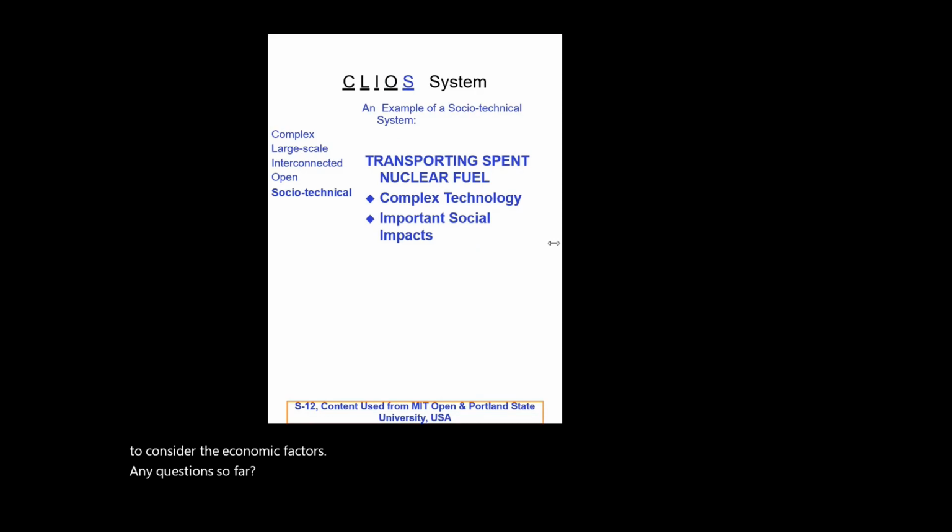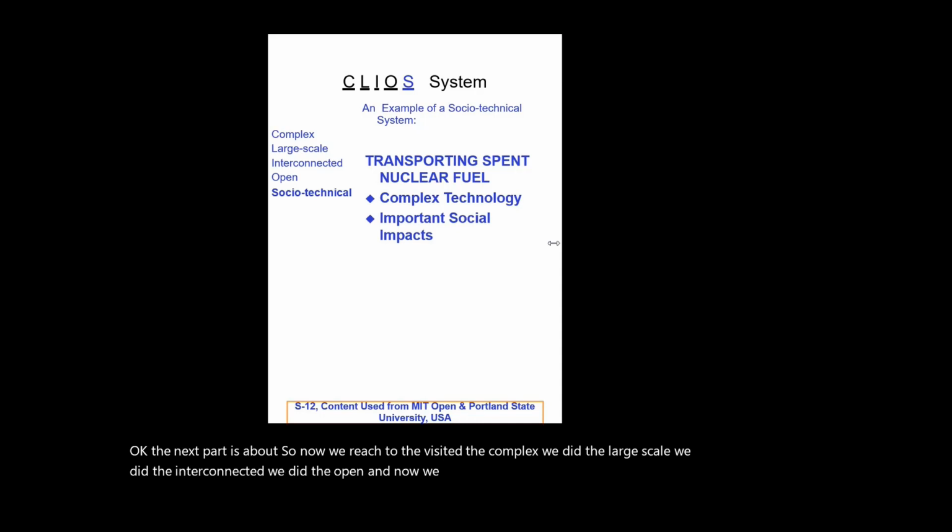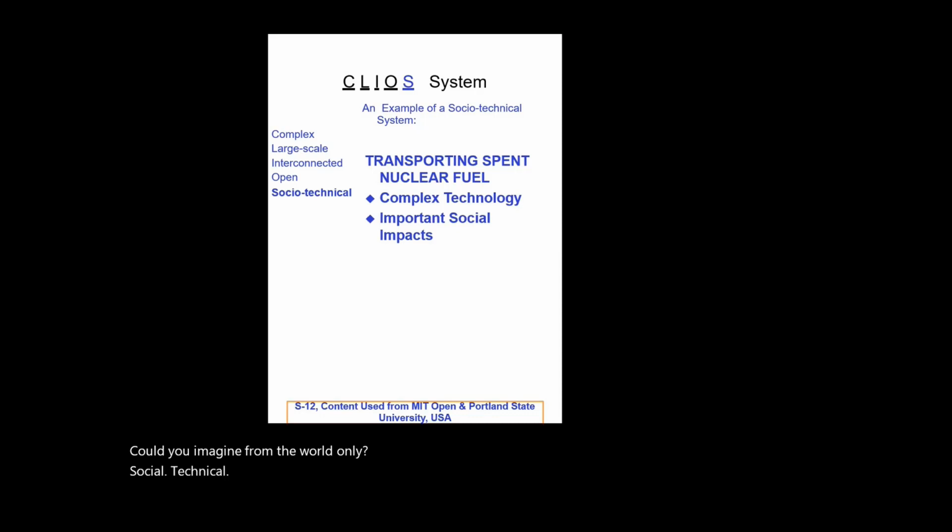Okay, the next part is about, so now we reached, we did the complex, we did the large scale, we did the interconnected, we did the open, and now we reached the socio-technical. In the socio-technical approach, could you imagine from the word, Ali? Socio-technical. Do you know what it means?